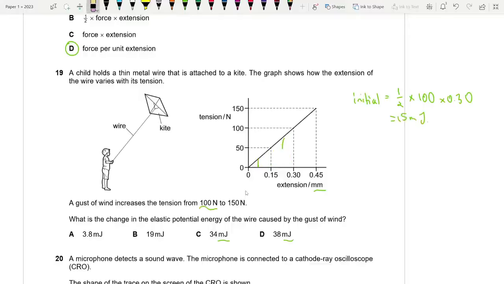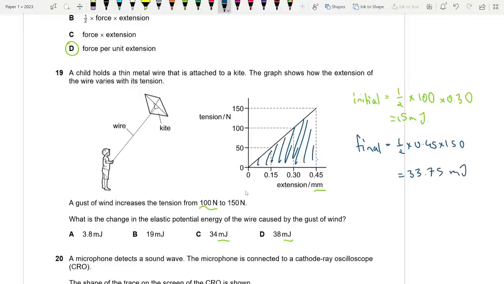Now, what about the final one? Basically, it goes up to 150. So we could just take the trapezium, but it's fine. Half into 0.45 times 150. So 150 into 0.5 into 0.45, which is 33.75 millijoules. So if you subtract them, 33.75 minus 15, you end up with the change in energy being 18.75 after subtracting this one and this one. So yeah, we are going to go for 19B.